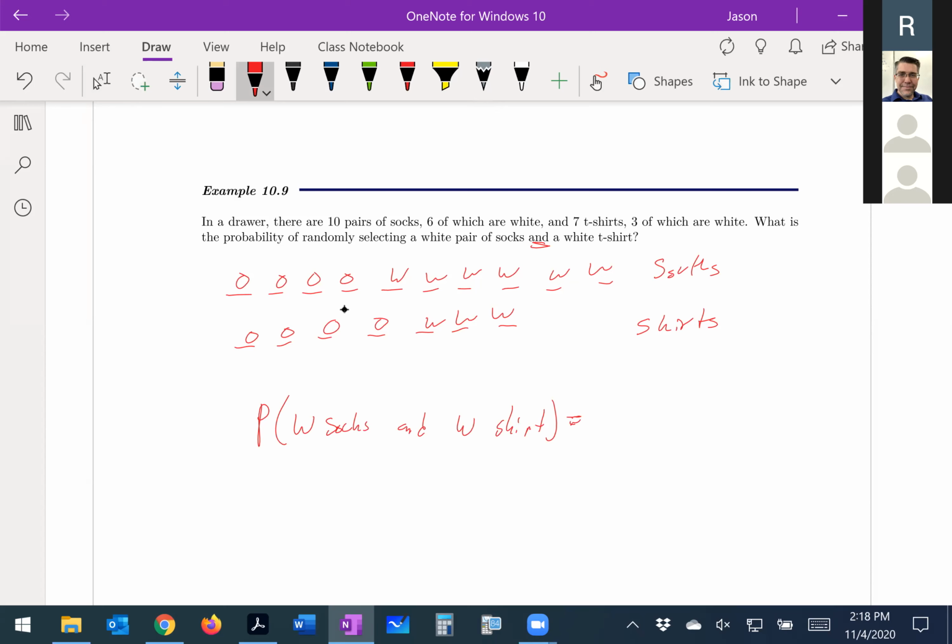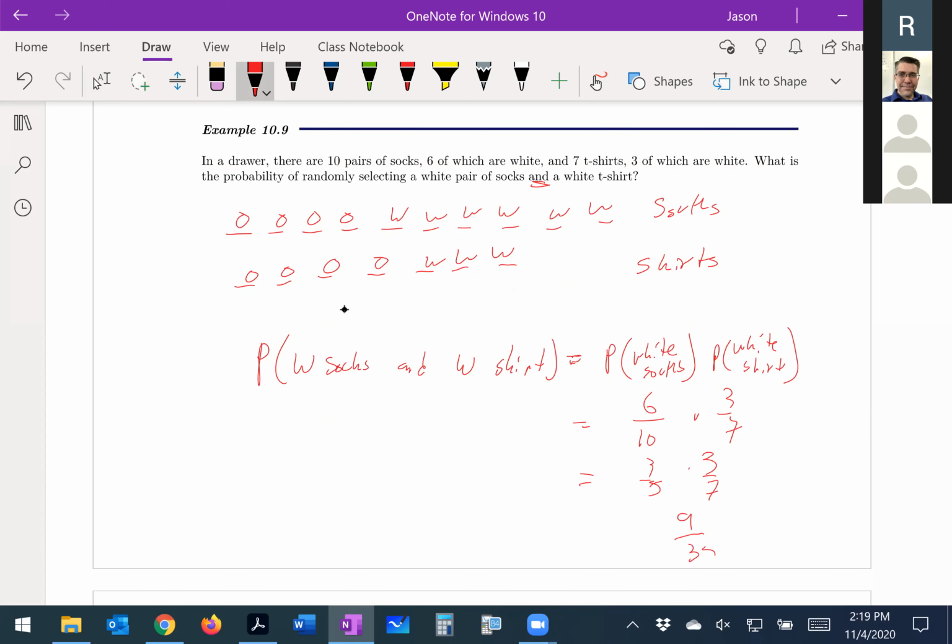Well, since the socks and the shirts don't affect each other, those probabilities don't influence each other. The socks don't influence the shirts and the shirts don't influence the socks. Then these are independent probabilities, and so I can say, what's the probability of getting white socks times the probability of getting a white shirt. And so this is going to be 6 out of 10 times 3 out of 7. I'm going to reduce this 6/10 to 3/5, and that's going to give me 9/35.